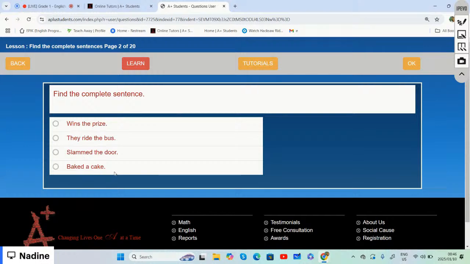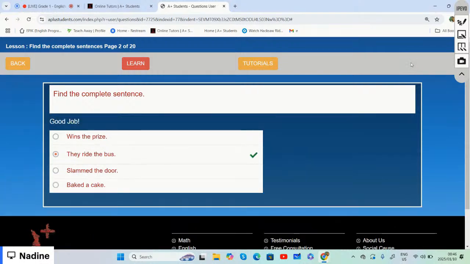And if we were to choose the correct option, we will look at option three. Option three says slammed the door. So now the question is, who slams the door? They're not telling us the naming part. Baked a cake. Who bakes a cake? They're not telling us who baked the cake. Wins the prize. Who wins the prize? They're not telling us who wins the prize. So we will go with option two. They ride the bus. So now the question is, who rides the bus? They, which is our naming part, ride the bus. Right?